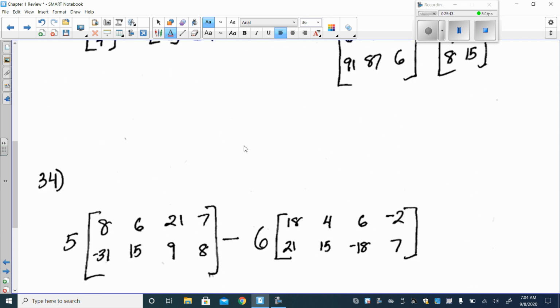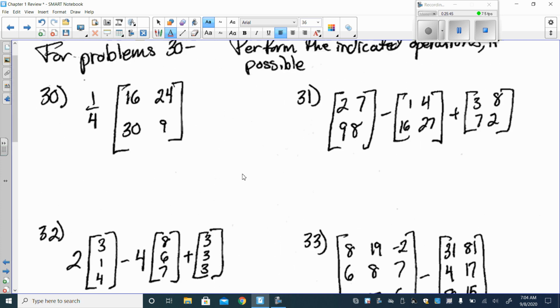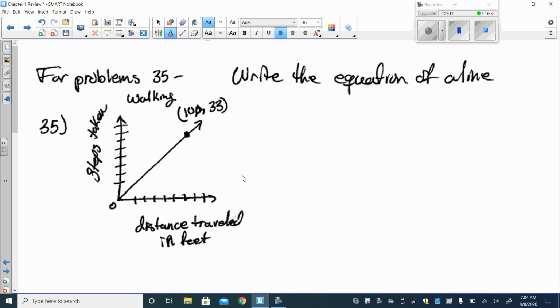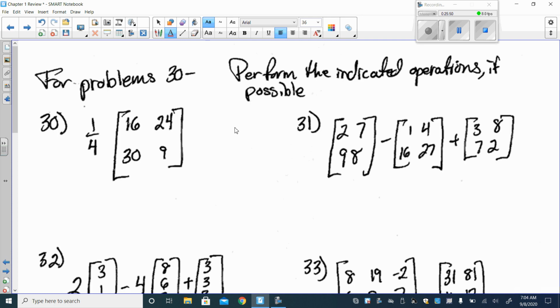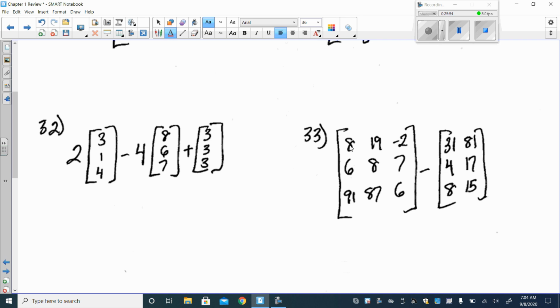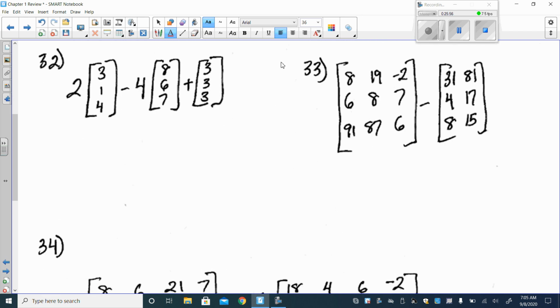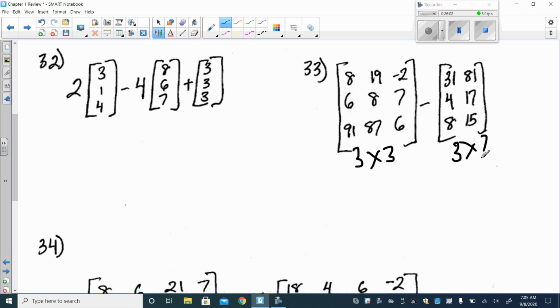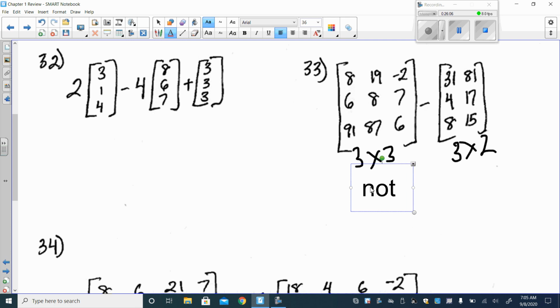Now 30 through 33, talking about these here. Perform the indicated operations if possible. So again, the only way we can't add or subtract is if the dimensions aren't the same. So I'm going to skip to 33, because in 33 I have a 3 by 3 and a 3 by 2. So because the dimensions aren't the same, this is not possible. There's no way for us to be able to solve 33.